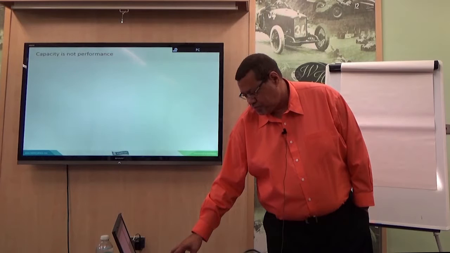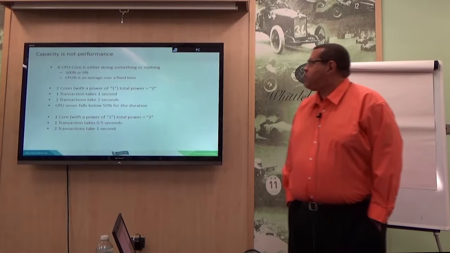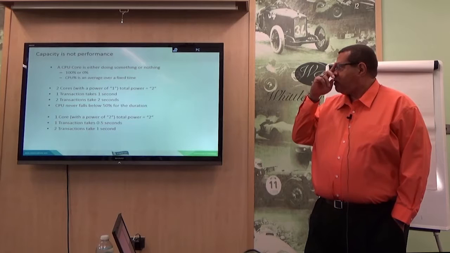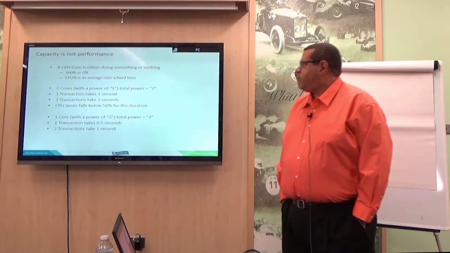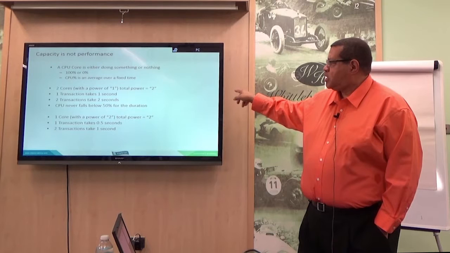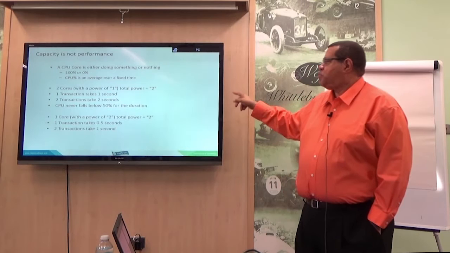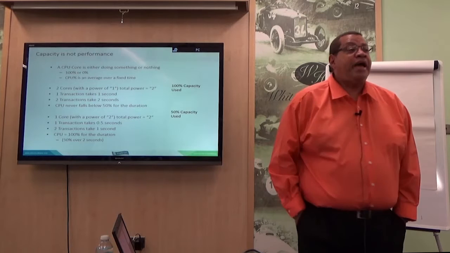This is something written by one of my colleagues that talks about how capacity is not performance. If you have a CPU core, it's either doing something or nothing, 100% or 50% out there. It's either turned on or turned off. And CPU percentage is an average over a fixed time. So if you go through the first scenario with two cores with a power of one, total equals two, one transaction takes 1 second, two transactions take 2 seconds, the CPU never falls below 50% for that duration. The environment is 100% used from a capacity standpoint.